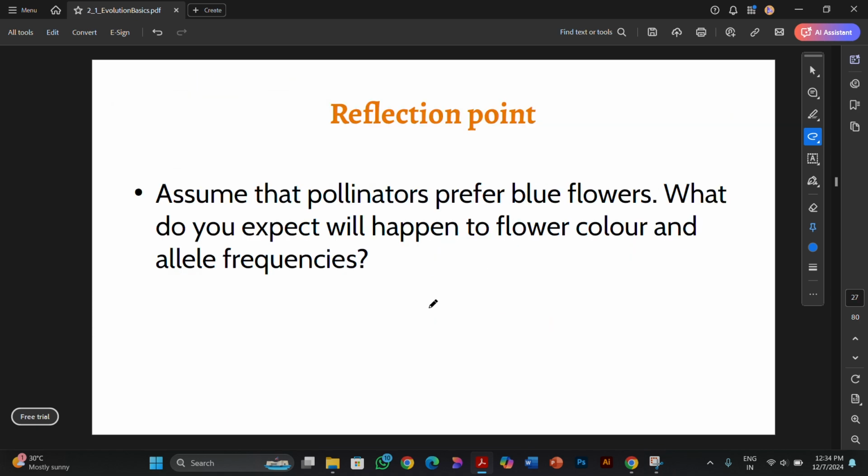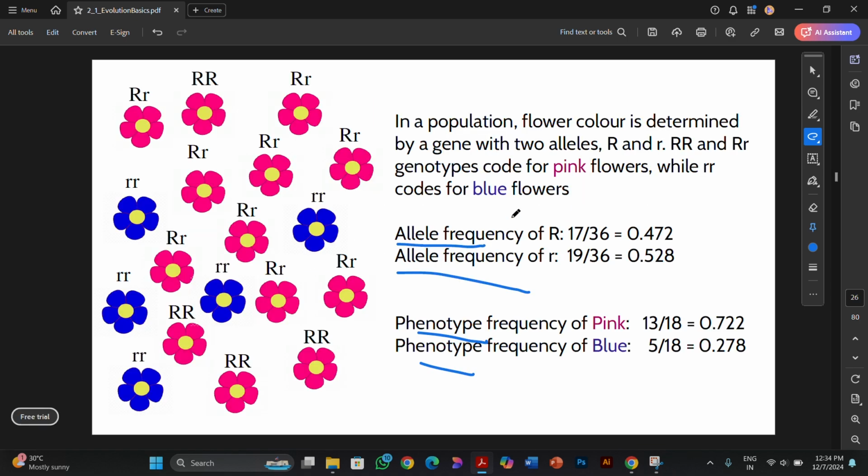If the pollinators prefer blue, what do you expect will happen to the flower color and allele frequencies? Blue is the recessive one. If they prefer only blue, the frequency of this R will increase, and the frequency of this will decrease, because the total should be 1. So one increases, another should decrease.